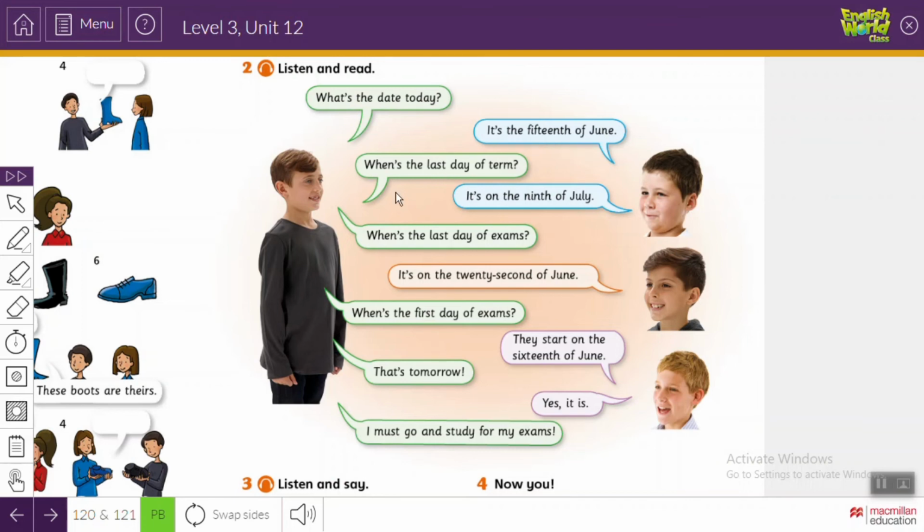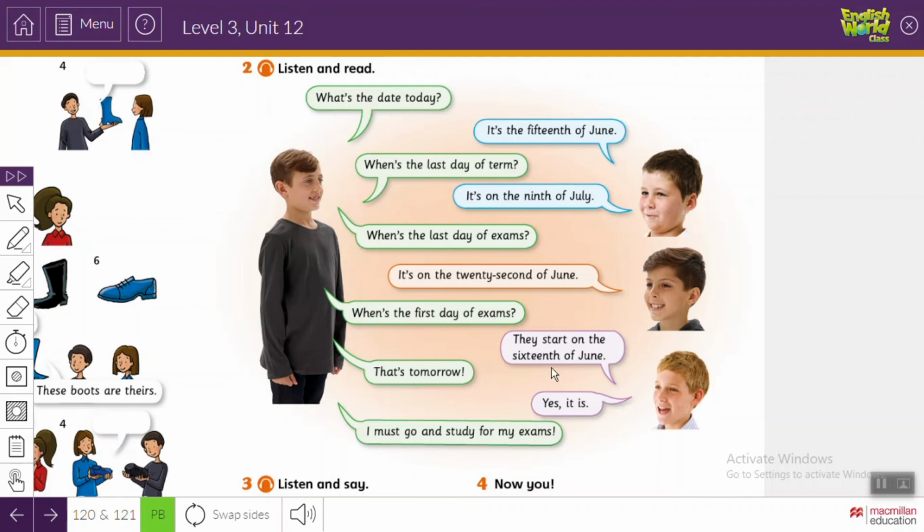Okay. What's the second question about? Yes, well, it's about the last day of term. All right, what's the third question about? Well done, it's about the last day of exams. And what's the fourth question about? Good. It's about the first day of exams.